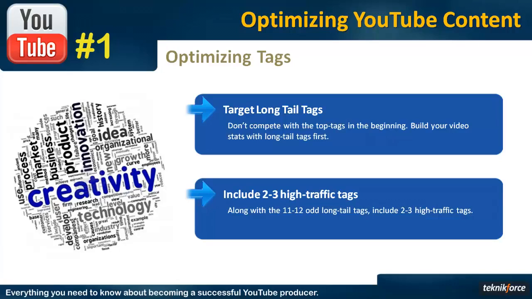But always make sure that you target at least 2 to 3 high traffic tags in the tags that you target. Now, as I told you earlier, YouTube gives you a space to target about 14 to 16 tags in all. So maybe 10 of those can be the long tail tags and 2-3 can be the high traffic tags. This will help you ensure that once your video gathers the stats, once your video is more valuable, it will start ranking automatically for the high-end tags that you're targeting.